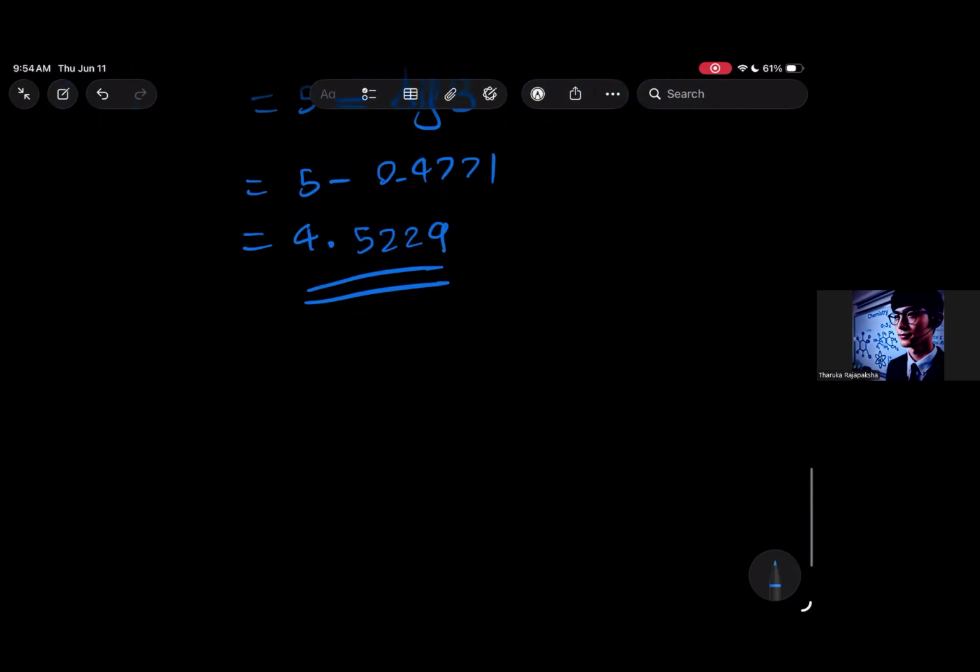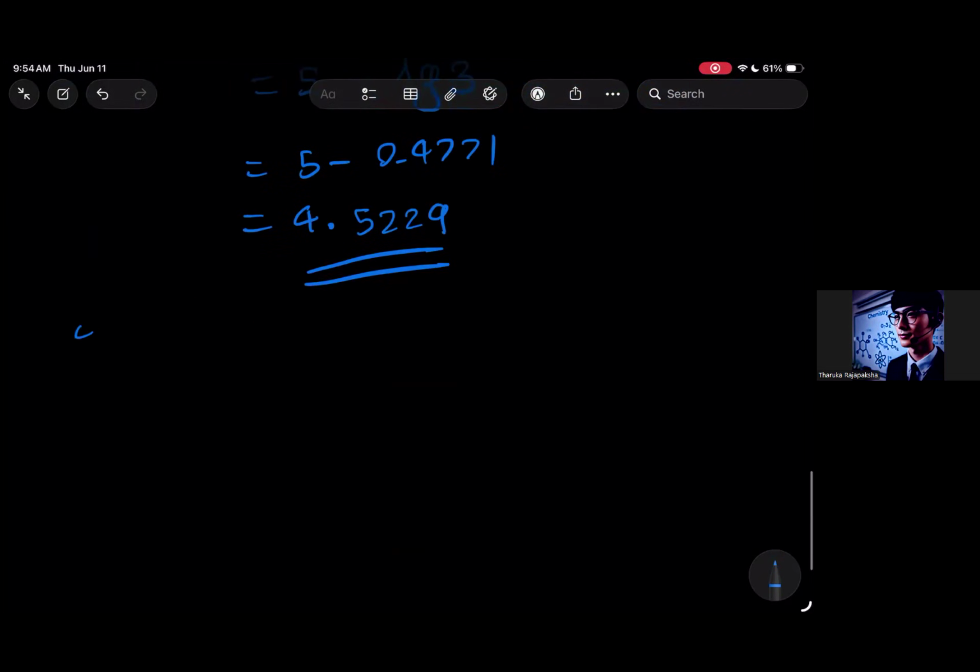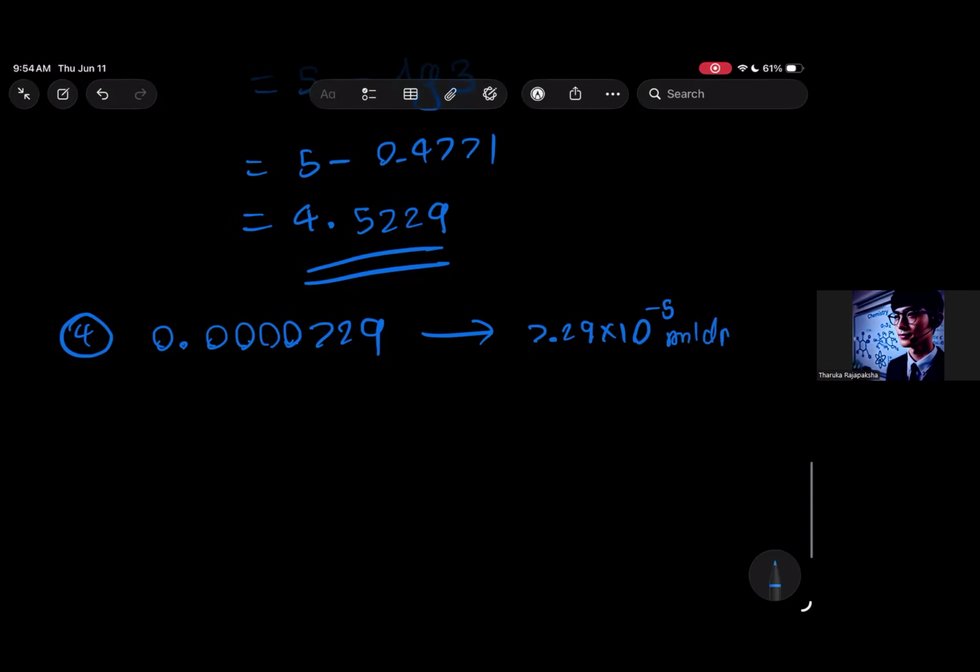So let's look at another example. Let's say something very awkward. Let's say 0.000729. Now this is not a standard value, so we have to use the logbook here. Here also we are using the scientific notation. So 7.29 into 10 to the power 1, 2, 3, 4, 5, 10 to the power minus 5. So 7.29 × 10 to the power minus 5 mole per cubic decimeter.